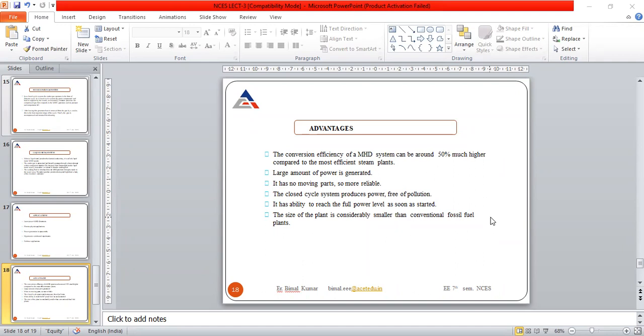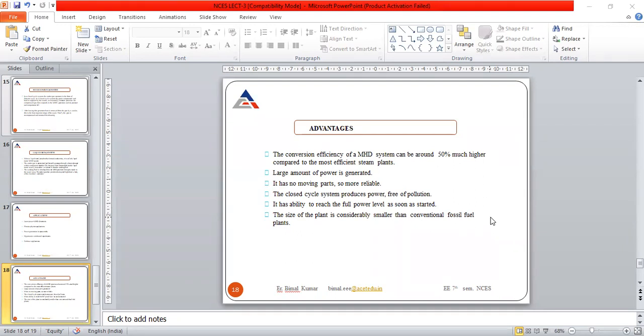The closed cycle system produces power free of pollution. Already we have discussed that the major impact of conventional energy sources or conventional types of power plants is pollution, right? In the case of this closed cycle MHD system, it will produce almost pollution-free energy. It also has the ability to reach the full power level as soon as it is started.